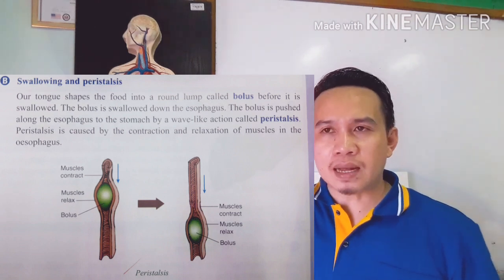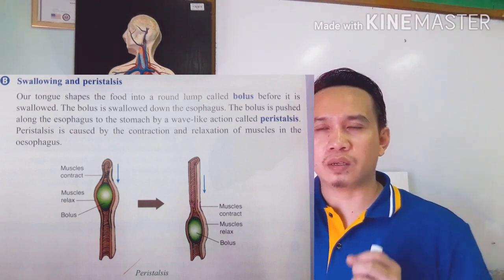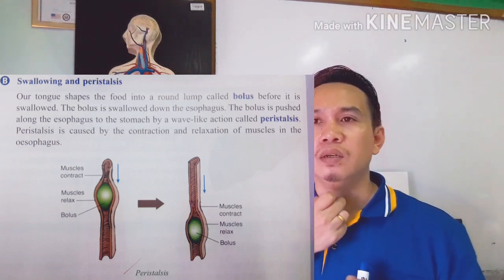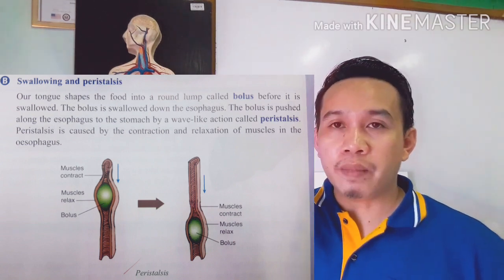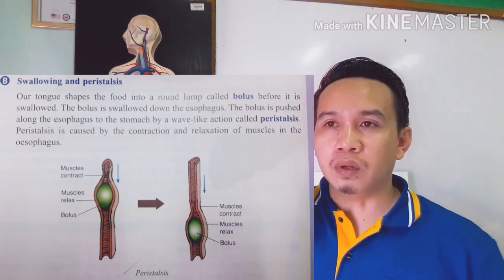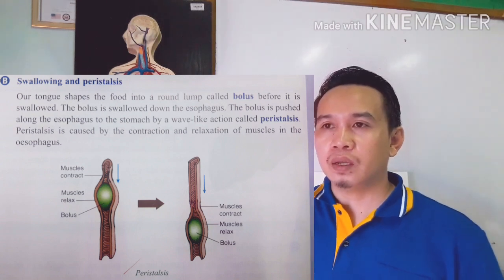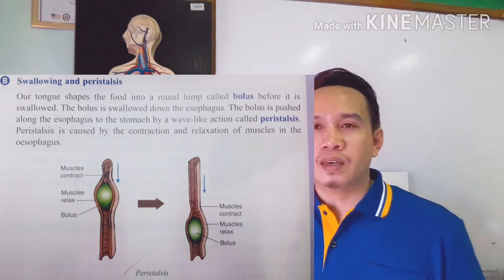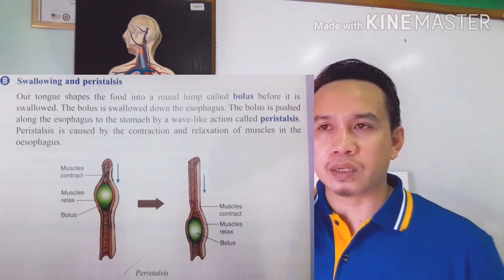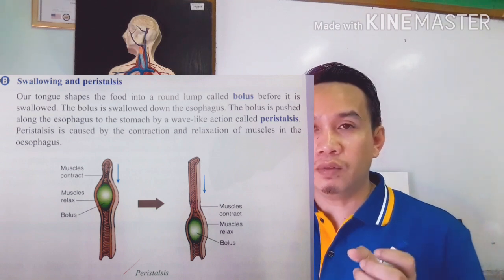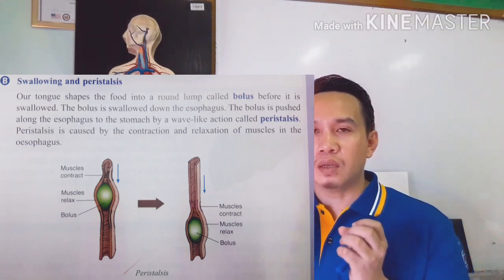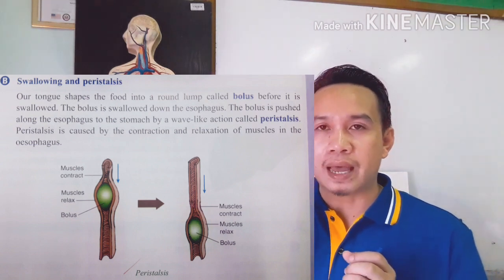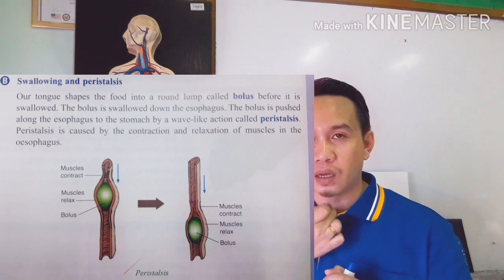peristalsis. Peristalsis is caused by the contraction and relaxation of muscles in our esophagus. When the muscle contracts, the bolus relaxes. When the muscles relax, the bolus contracts. That's the way peristalsis works. It's because of the main actions of a bolus when the muscle contracts or relaxes in our esophagus.